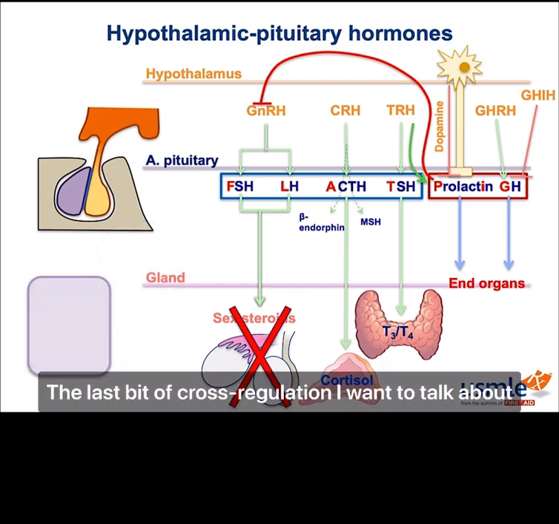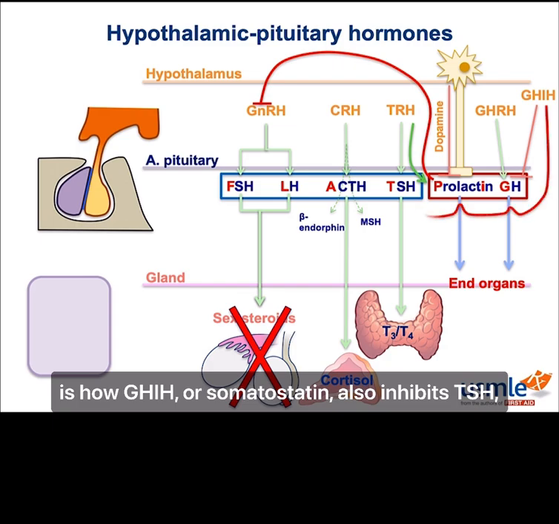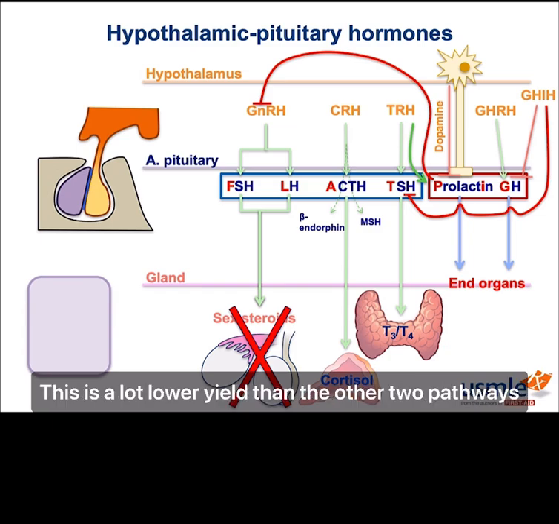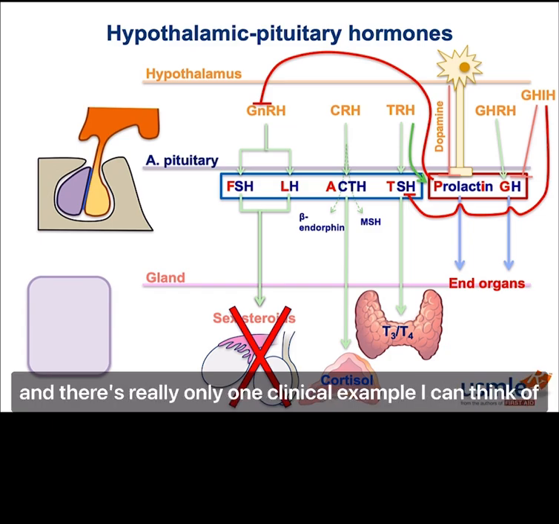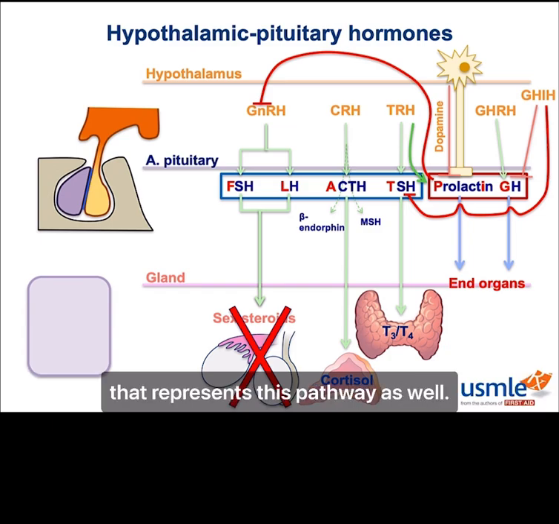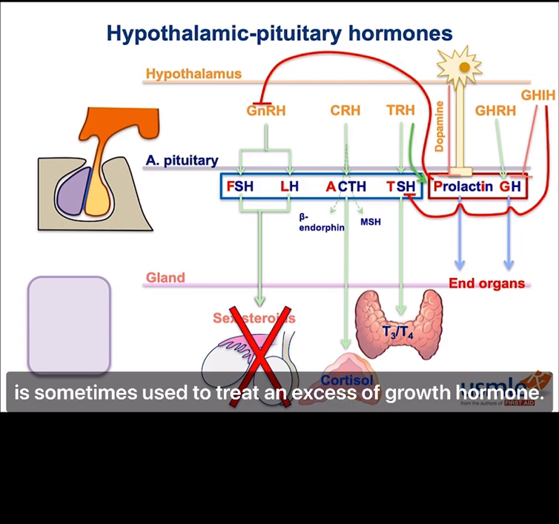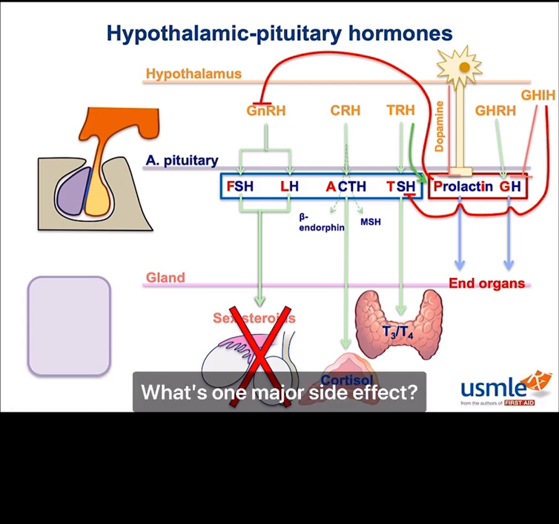The last bit of cross-regulation I want to talk about is how GHIH, or somatostatin, also inhibits TSH, effectively causing secondary hypothyroidism. This is a lot lower yield than the other two pathways, and there's really only one clinical example I can think of that represents this pathway as well. Octreotide, a souped-up somatostatin analog, is sometimes used to treat an excess of growth hormone. What's one major side effect? You guessed it, hypothyroidism.